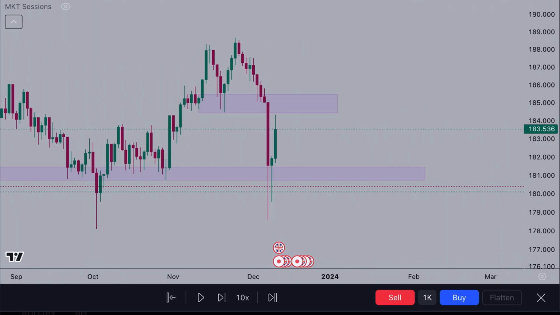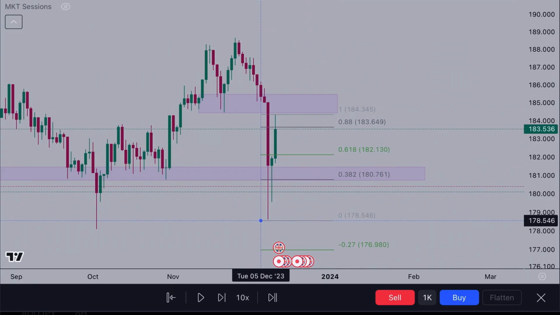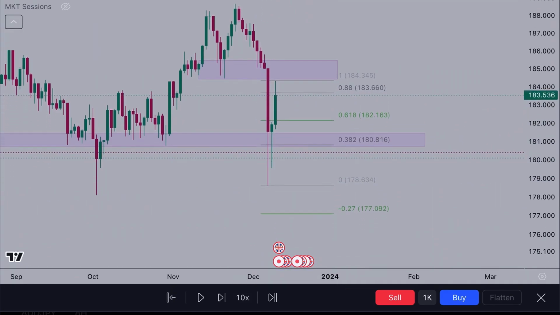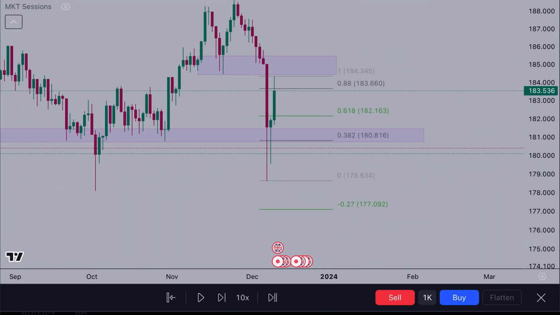And now we will place our Fibonacci in the opposite direction of the correction. The reason we place our Fibonacci in the opposite direction of this correction is because we're going to measure the new impulse with this Fibonacci.